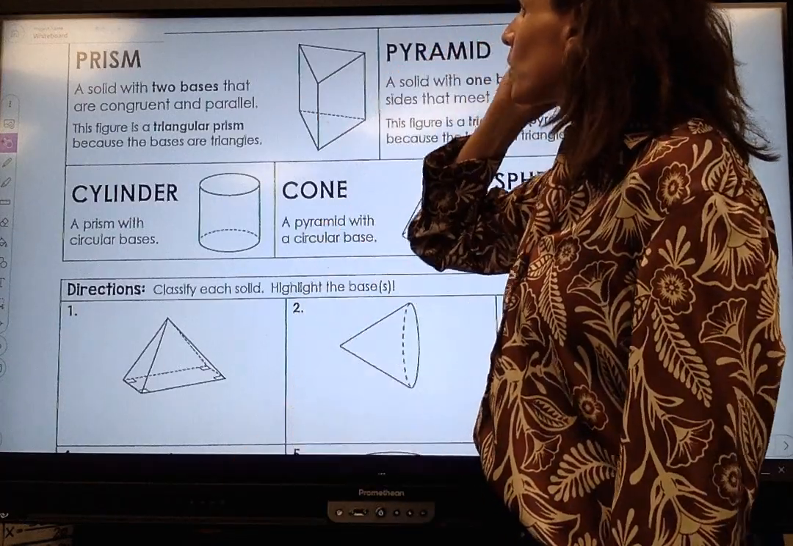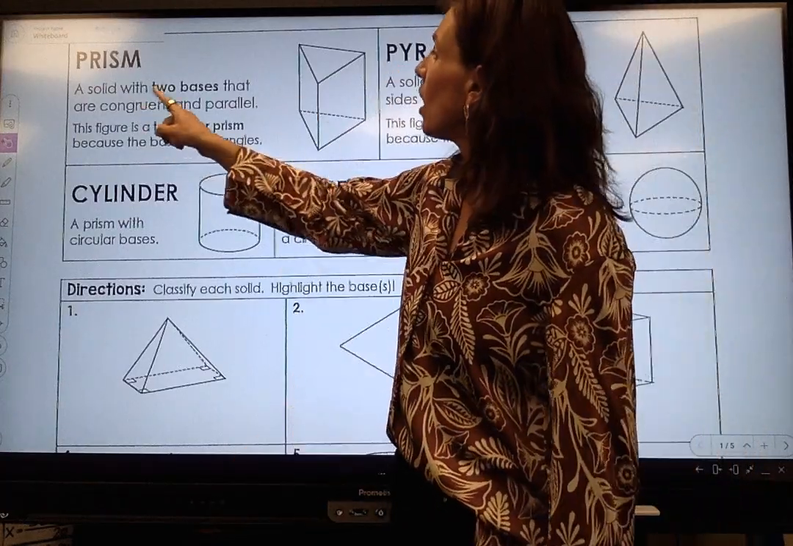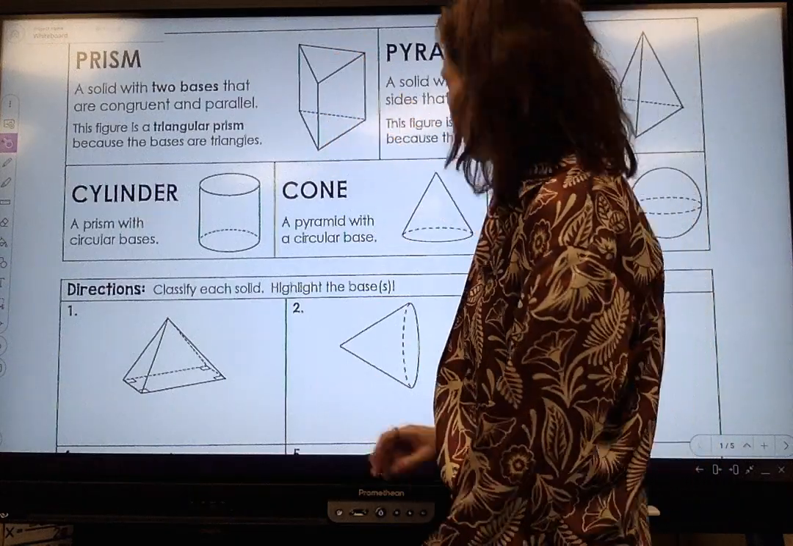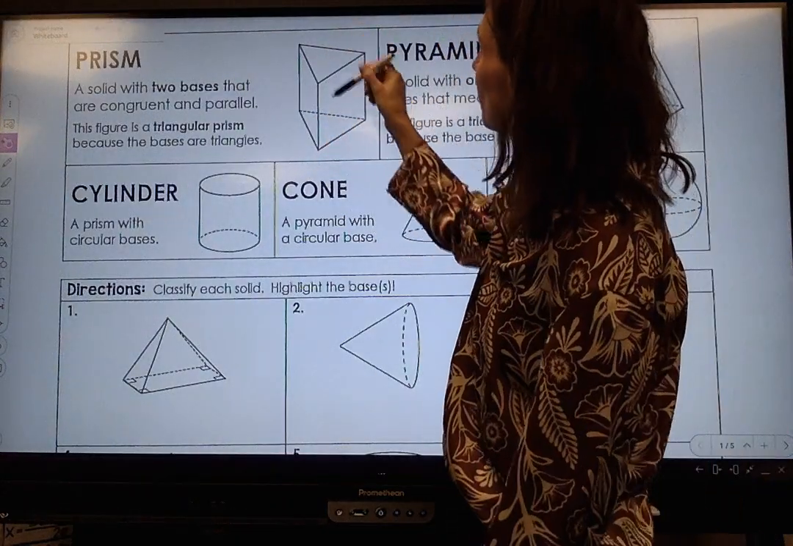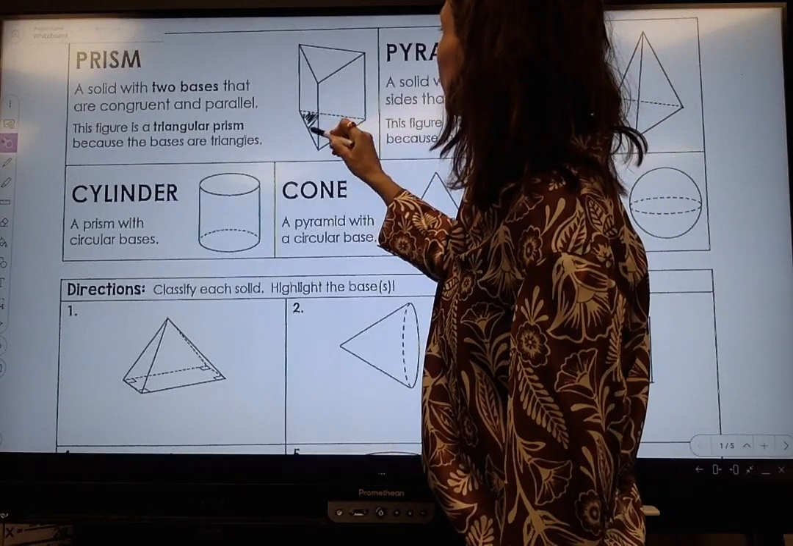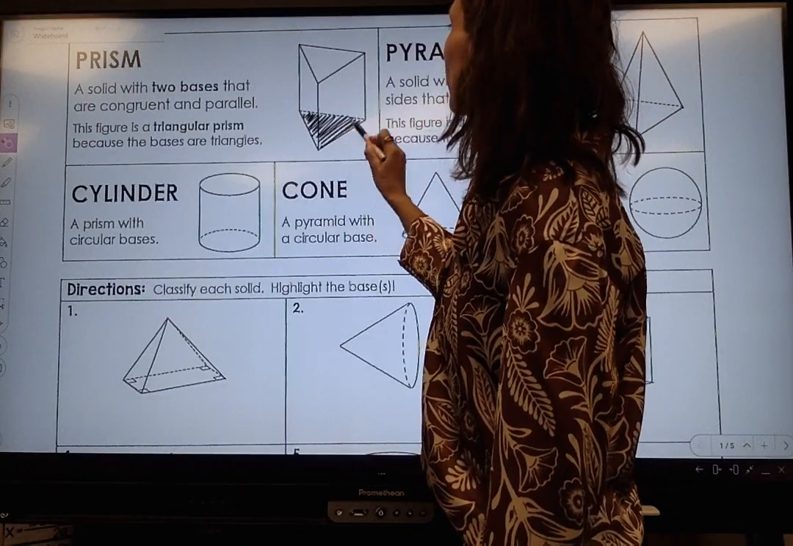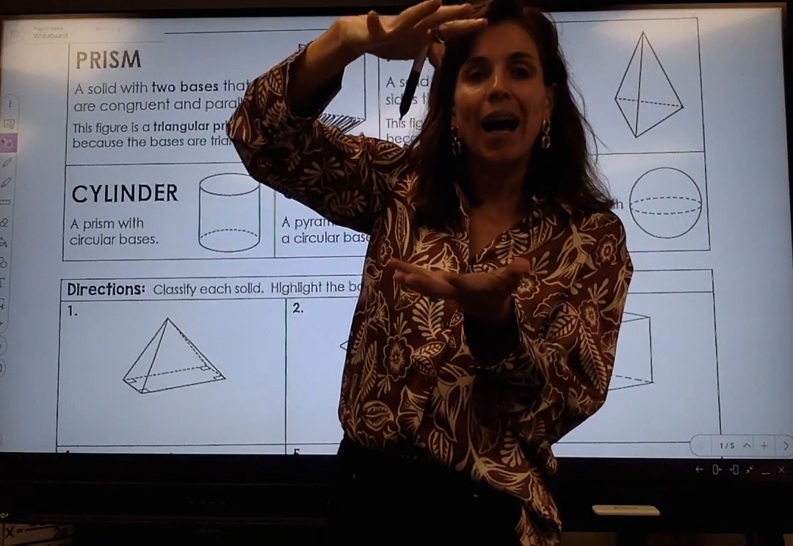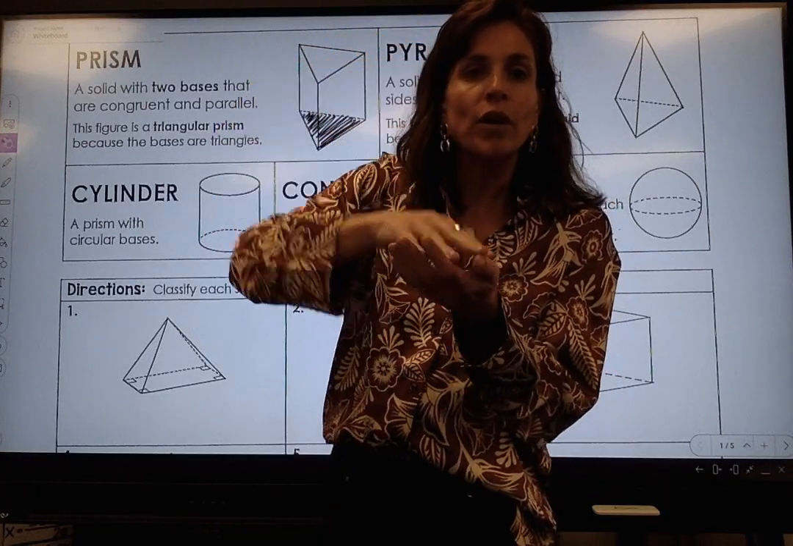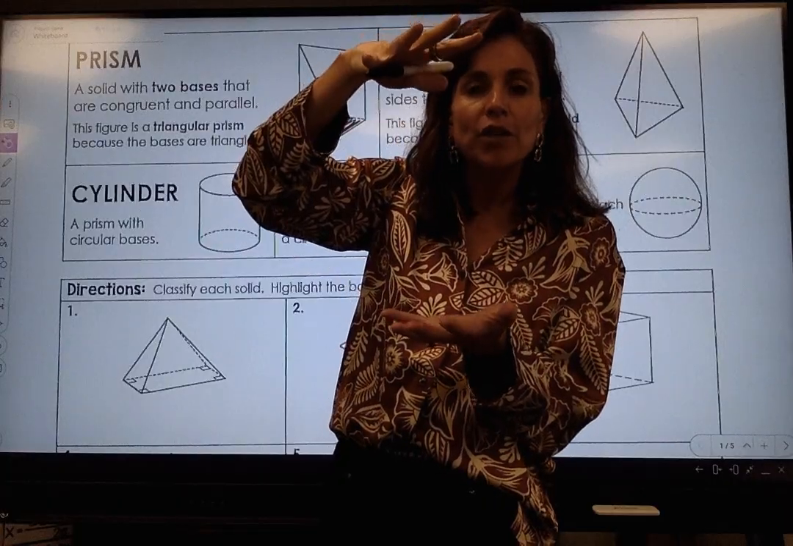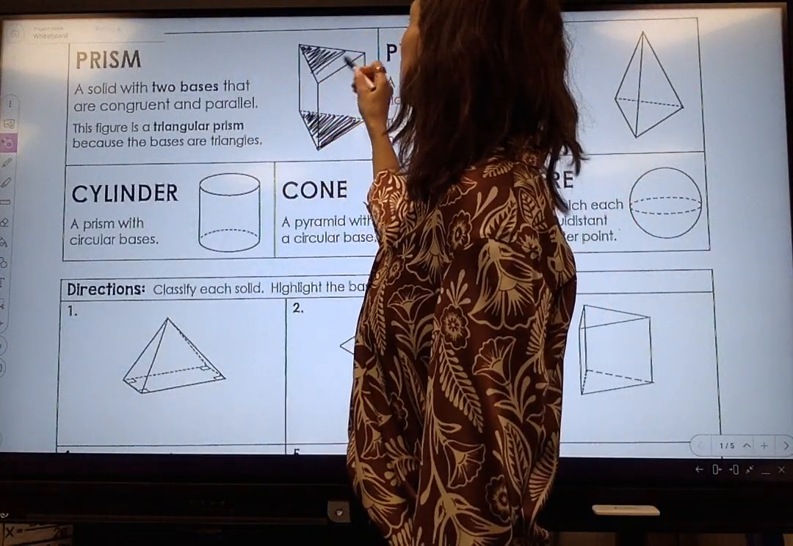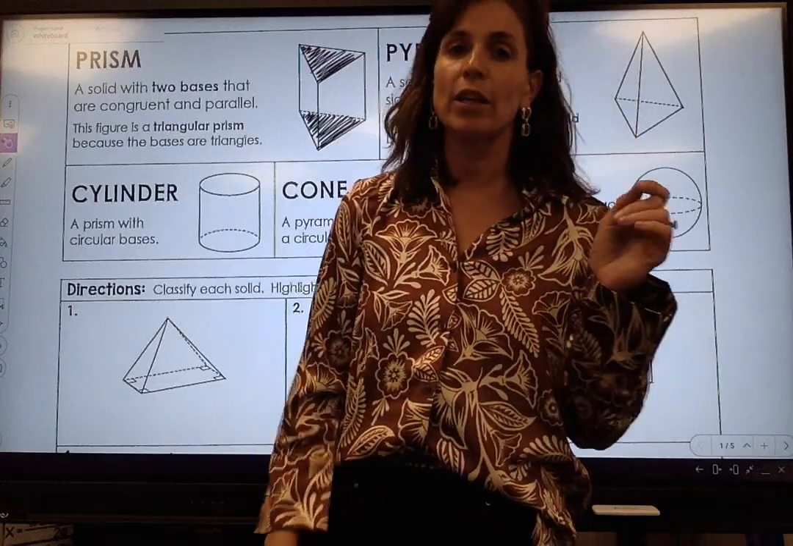So if you look at prisms, we have a solid with two bases that are congruent and parallel. So look at my bases. I've got this base, which is a triangle, and the same shape is going to be opposite and congruent. So the only two figures that are opposite of each other and congruent are these triangles right here. So this is a triangular prism.